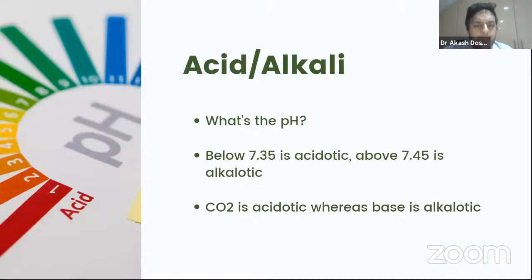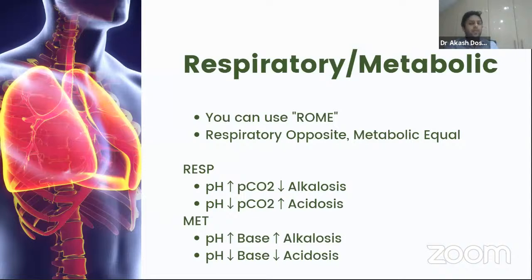So, acid-base. The first thing to look at is what is the pH, and helpfully it's normally the first thing on the gas. Below 7.35 is acidotic and above 7.45 is alkalotic. And what we need to bear in mind is that the CO2 is acidotic. When you've got more carbon dioxide, i.e. you make more carbonic acid, that will reduce the pH, causing acidosis. And the base is alkali. Therefore, if your bicarb or your base is going up, then the blood gas will show a more alkalotic value. And that aids interpretation of whether it's respiratory or metabolic.